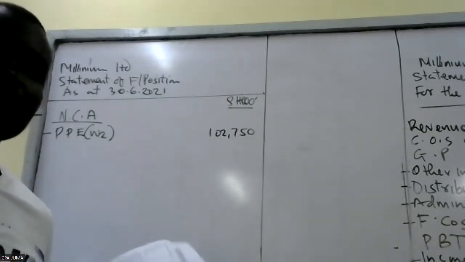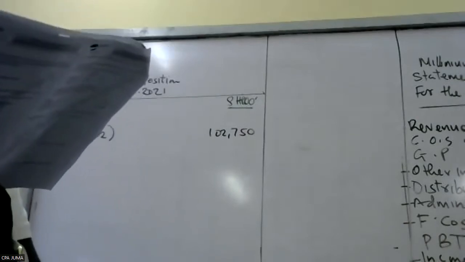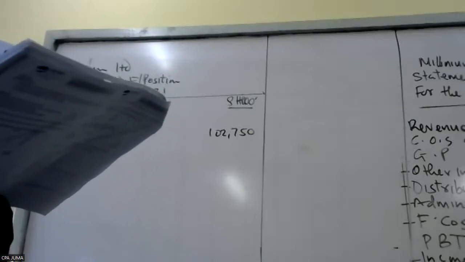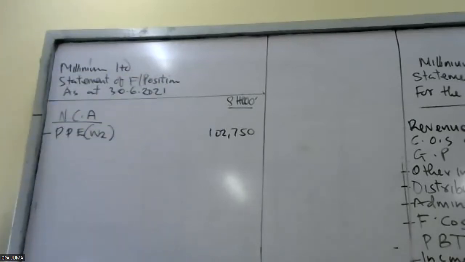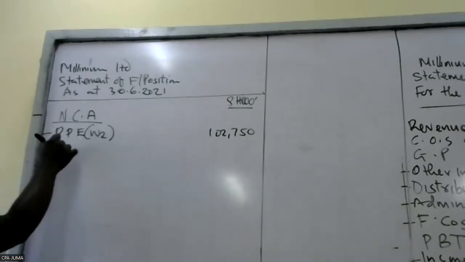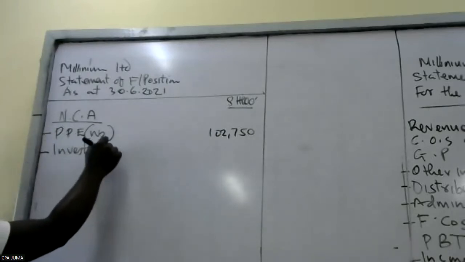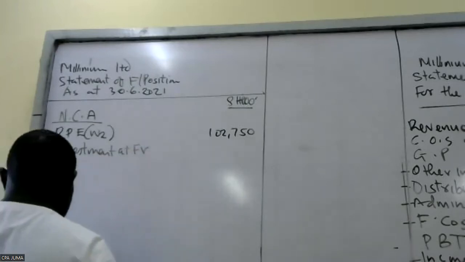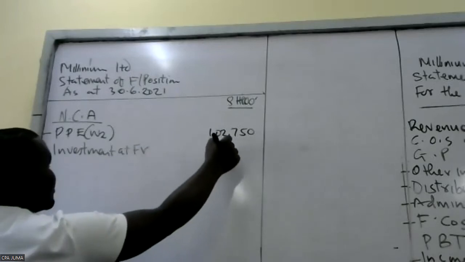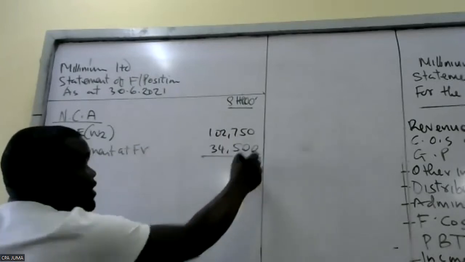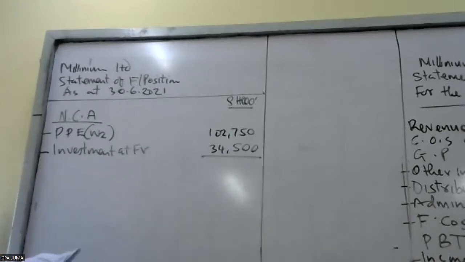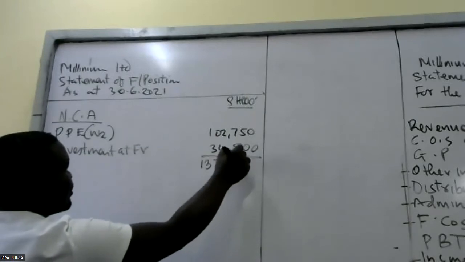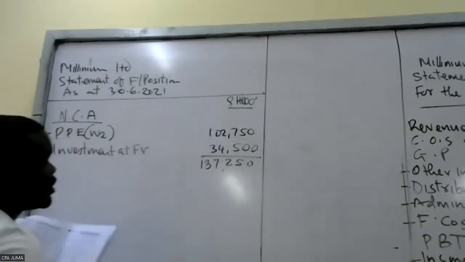Then check the trial balance. What is there? Investment at fair value, below furniture. There is investment at fair value. How much? 34,500. That is also a non-current asset. Can you add the two? 137,250.